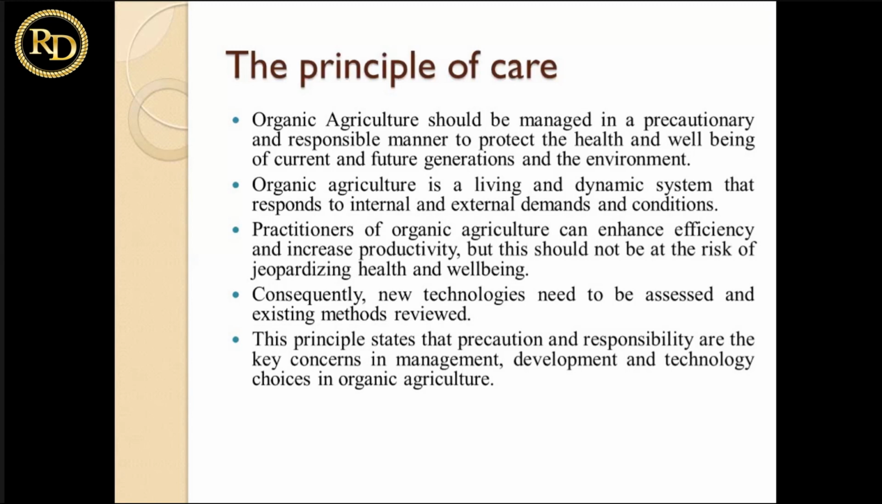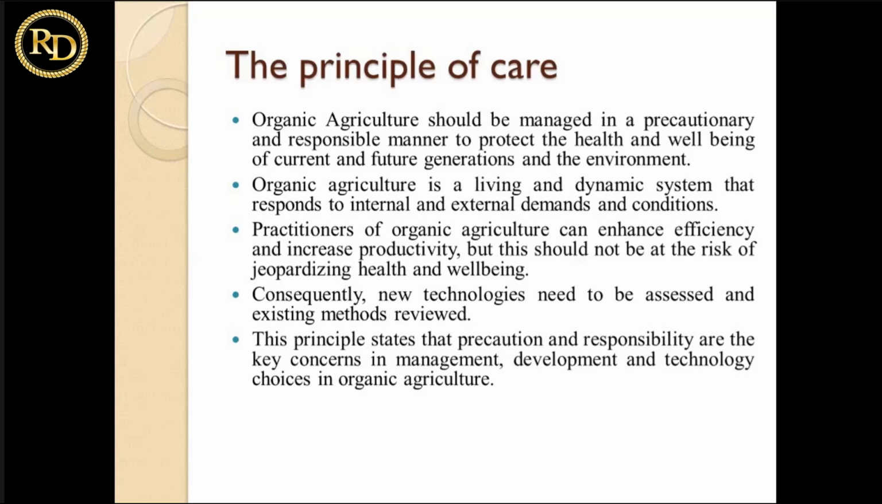The last one is the principle of care. Organic agriculture should be managed in a precautionary and responsible manner to protect the health and well-being of current and future generations and the environment. It should be a living and dynamic system that responds to internal and external demands and conditions. We have to think about what the external demands are, what the internal demands are, and what conditions are required for organic farming.